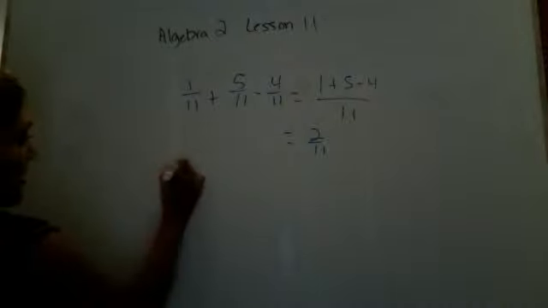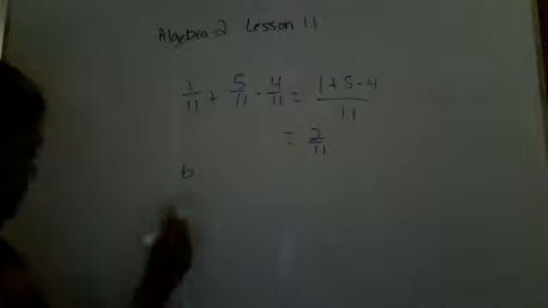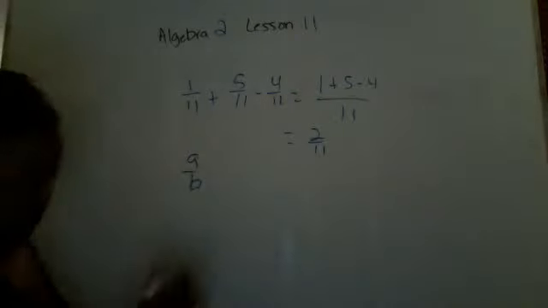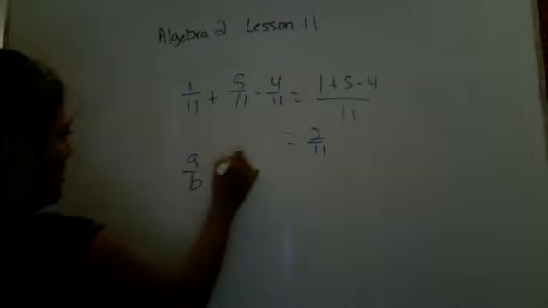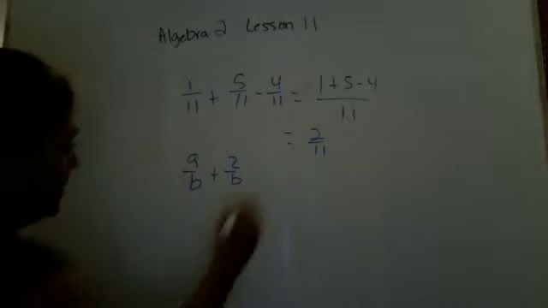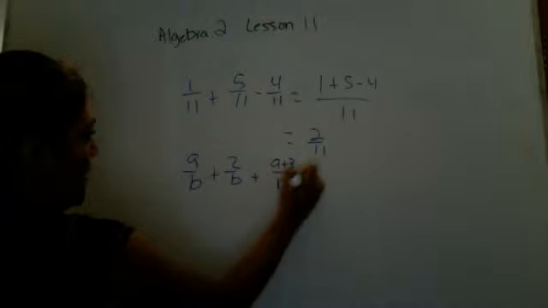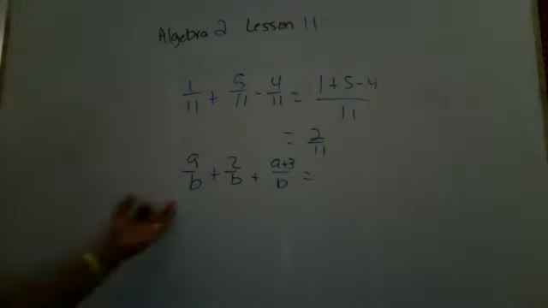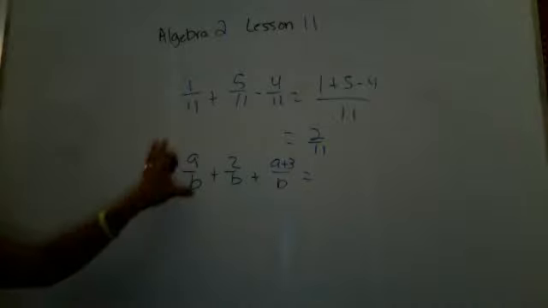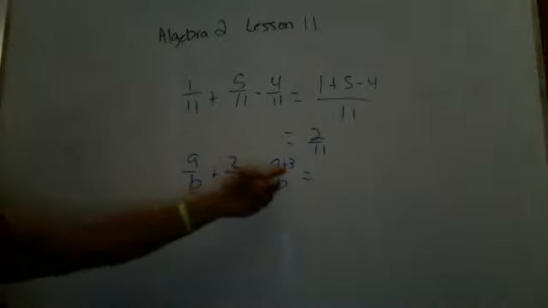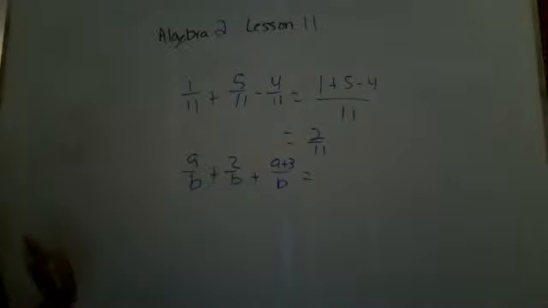So let's look at this one. A over B plus 2 over B plus A plus 3 over B. Right? Well, simply we have three fractions. Don't look at them as crazy numbers just because they have letters. They're not any different. Simply you have A over B, 2 over B, A plus 3 over B. You simply have three fractions.